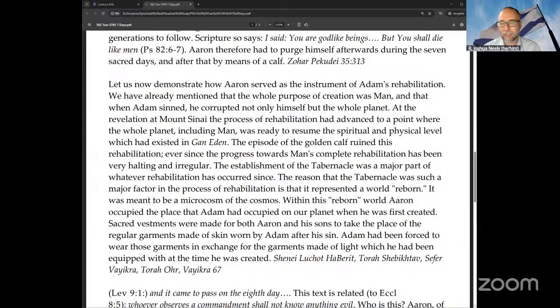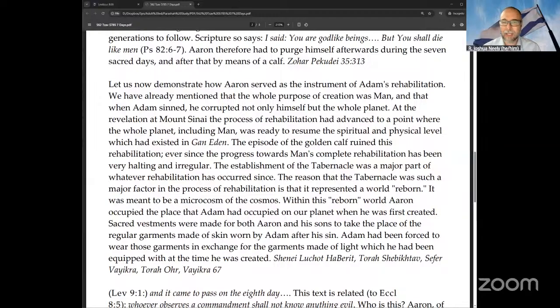Remember, Adam is not just a particular person. Adam is the term that's used for all of humanity as well. We have already mentioned that the whole purpose of creation was man, was humanity, and that when Adam sinned, he corrupted not only himself, but the whole planet. A classic Kabbalistic idea that if creation was designed so that there would be a place within which humanity could explore what it meant to exist in this way, then when we broke away from what God wanted from us, we essentially debased the entirety of creation, which was made for that purpose.